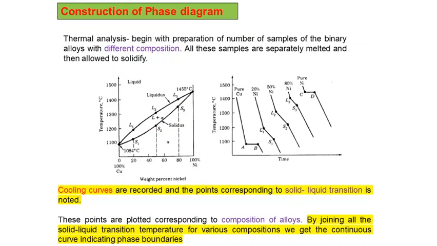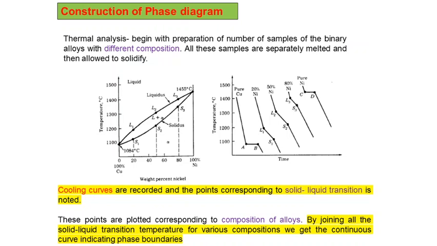Okay, so we already discussed how we can represent the binary isomorphous diagram with the different phases, liquid phase, solid phase, and the liquid plus solid phase. Next we will briefly see how we construct this particular diagram. We have seen the liquidus line, we have seen the solidus line, and the curvature of each, but how we actually constructed this diagram, we will be seeing the background of this particular diagram over here.